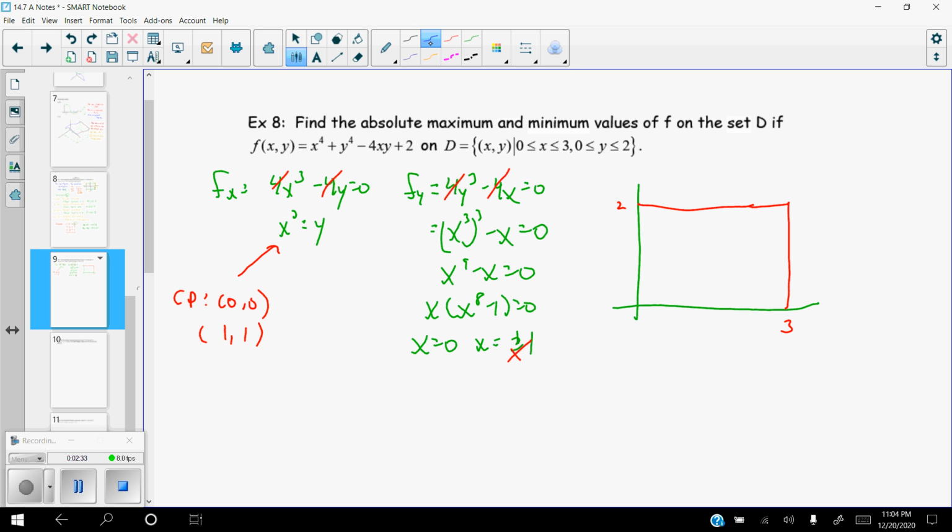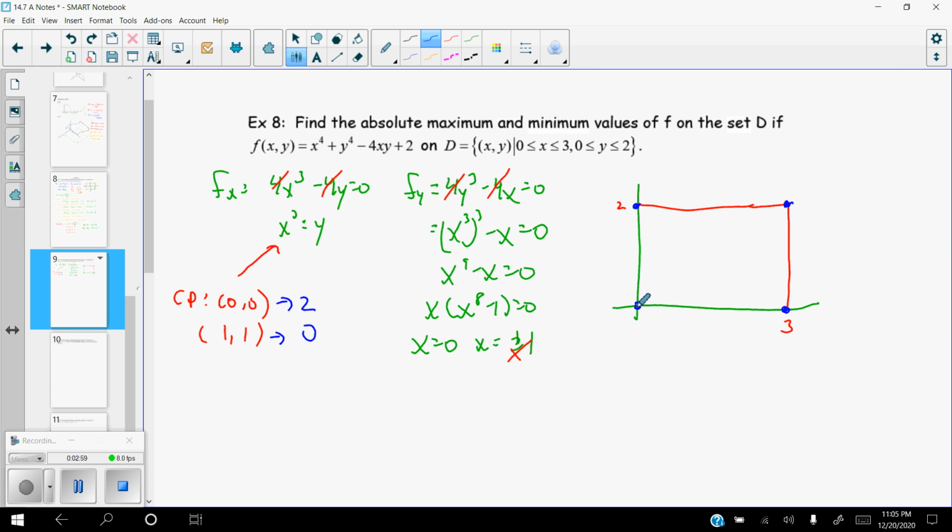Plugging each one of those back into the original function. If I plug in 0, 0, we get 2. We plug in 1, 1, you get 1 plus 1, which is 2, minus 4 plus 2, so we get 0. So we have our critical points. Let's go ahead and do the endpoints. We didn't do it that way last time, so I'll switch it up. Got 4 endpoints.